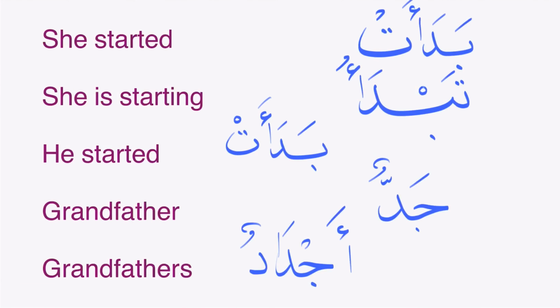How about this list? First word, بدأت. Addition of the ta here turns it into a feminine word. It means she started. If you take away the ta letter, it becomes بدأ. He started. How about the second word? تبدأ. She is starting.